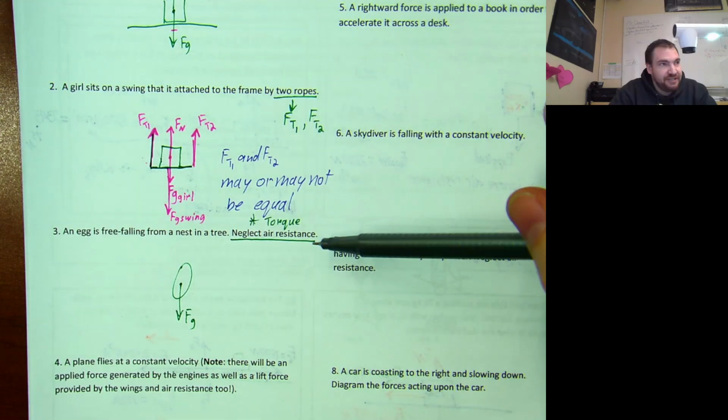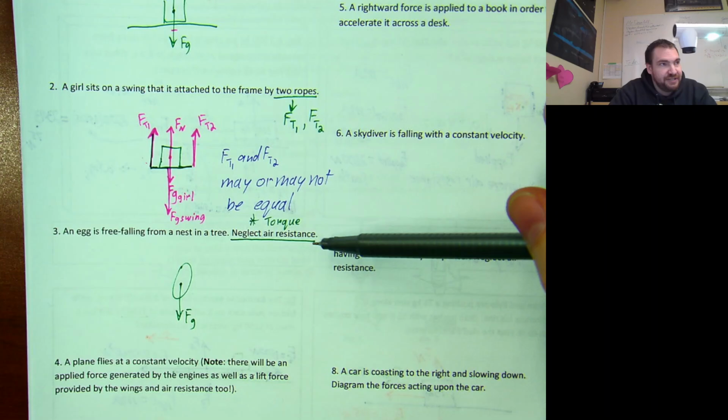Okay. A plane flies at constant velocity. Let's draw our plane. There's my plane. We're told a few things here. There's a note. There will be an applied force generated by the engines as well as a lift force provided by the wings and air resistance too. So, let's label all of these things.